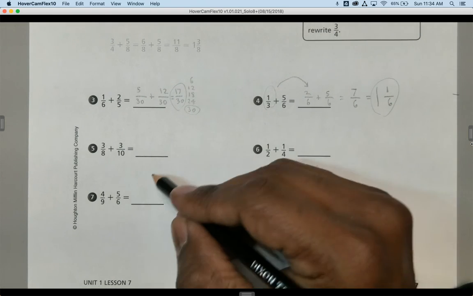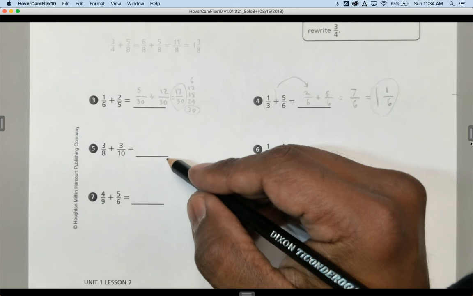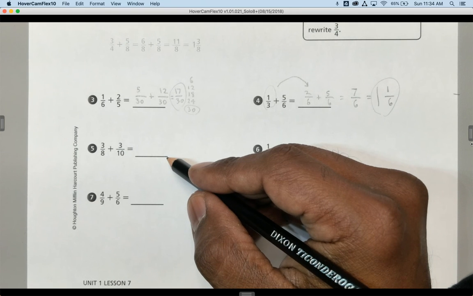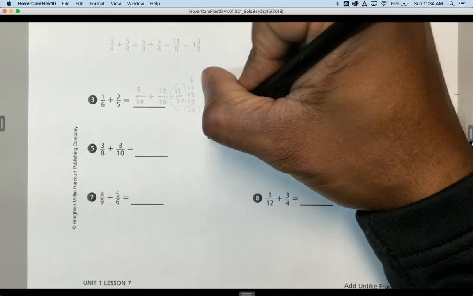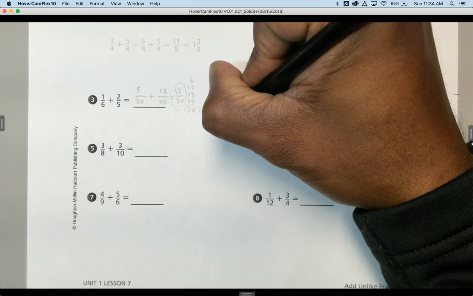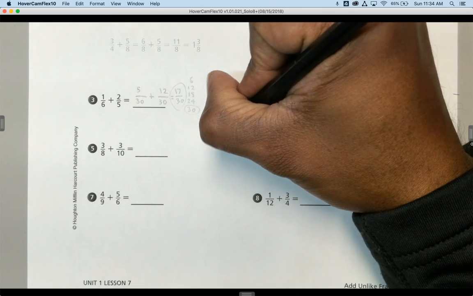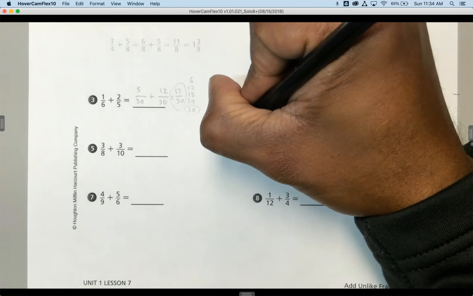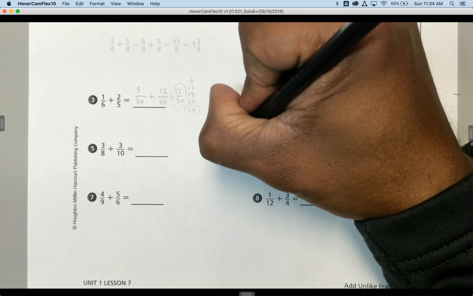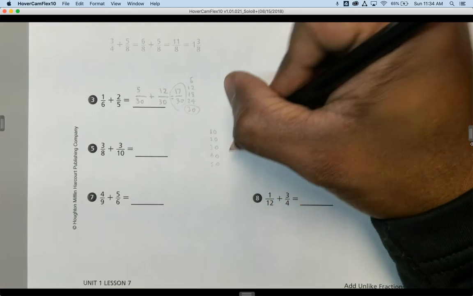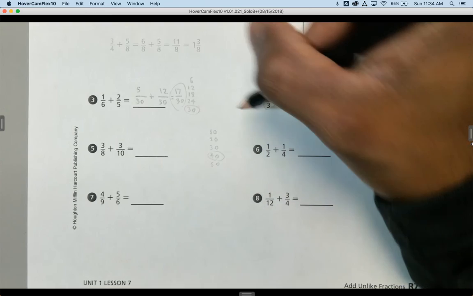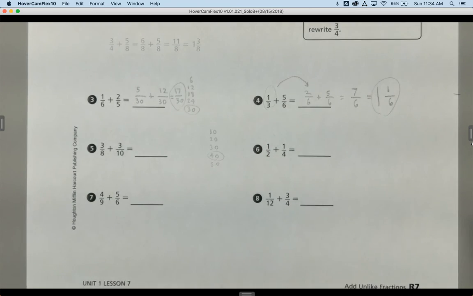Number 5, 3/8 plus 3/10. 10 is the larger of the two denominators. Let's find our common denominator. Go through your multiples. 10 on its own is not going to work for 8. 20, 30, 40, 50. Wait a minute, 40. 40 works for 8. 40 is our common denominator.